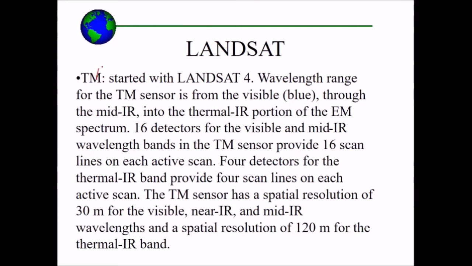The Thematic Mapper started with Landsat 4. The wavelength range of this sensor is from visible, including blue, through mid-IR. There are 16 detectors for the visible and mid-IR wavelengths. In these bands, the thematic mapper sensor provides 16 scan lines on each active scan. 4 detectors for the thermal IR band provide 4 scan lines in each active scan. The TM sensor has a spatial resolution of 30 meter for visible, NIR and mid-IR wavelengths, and a spatial resolution of 120 meter for the thermal IR.